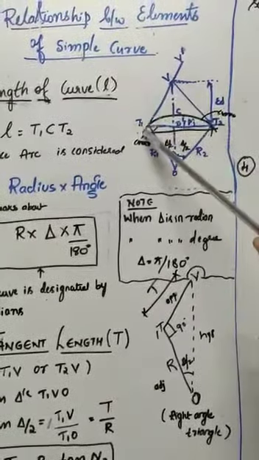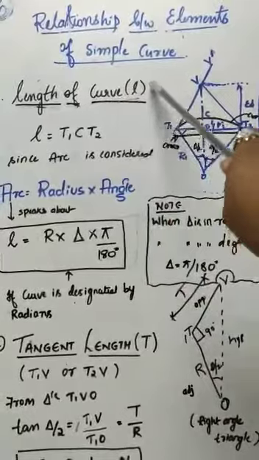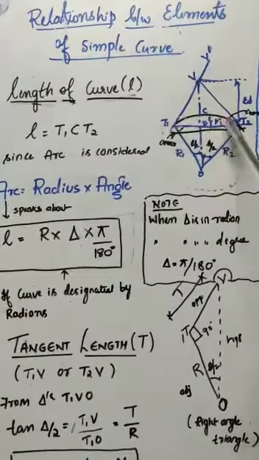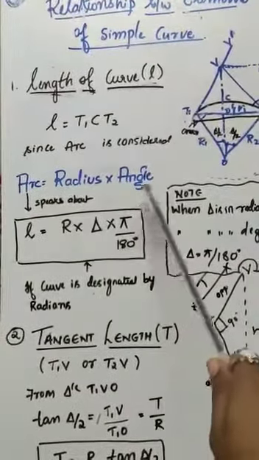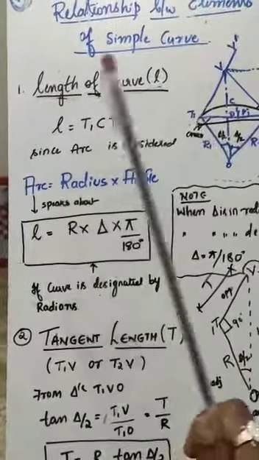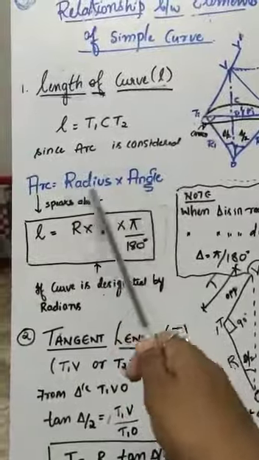That is T1, C and T2. So it is represented by the notation L. Since here the arc is considered, that is T1, C and T2, you can remember this formula. No need to write while solving. You need to just remember. In order to see how your formulas arrive, you need to remember this formula.